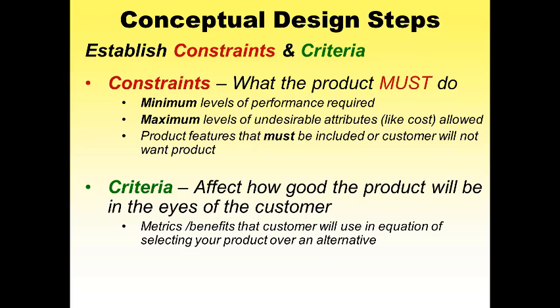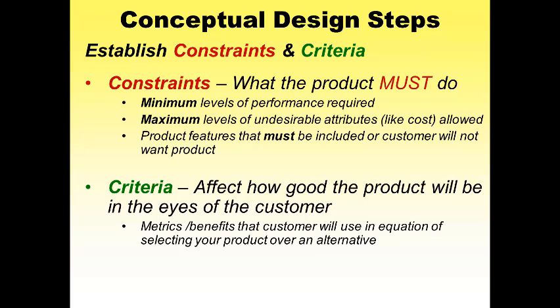Criteria you might think of as levels of goodness. These are metrics or benefits that the customer is going to use in their equation of choosing whether they want your product or an alternative. Again, these are maybe additional features that we're adding in that bring some key benefits they like, but maybe these aren't really super compelling benefits that they absolutely must have.